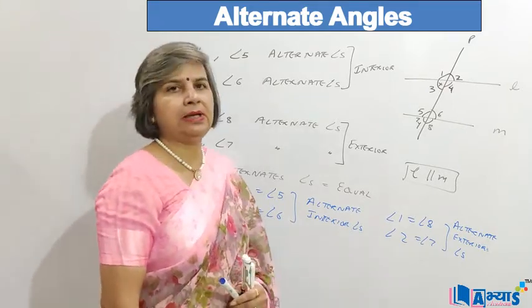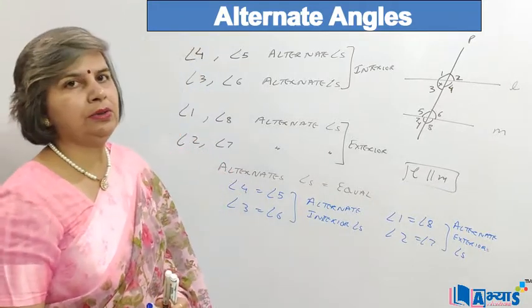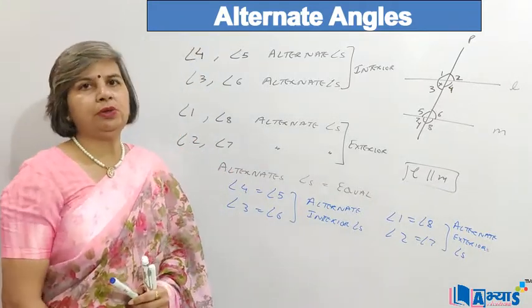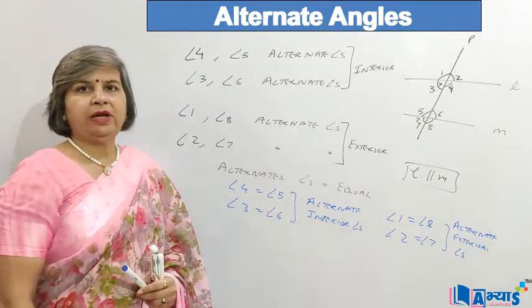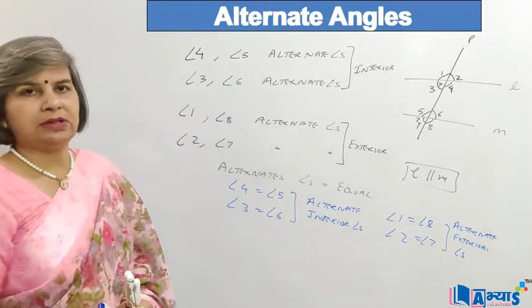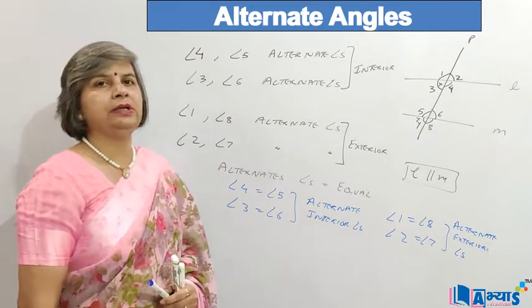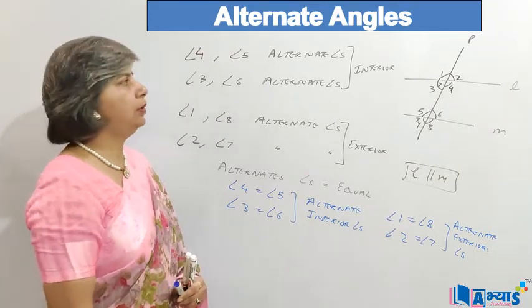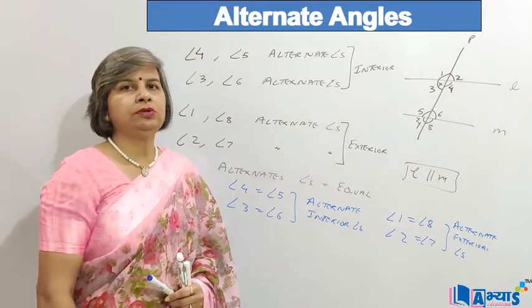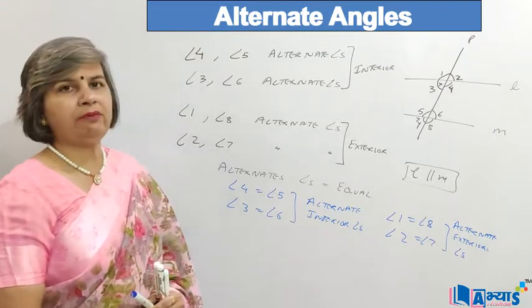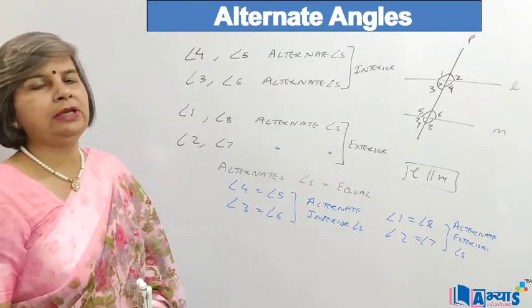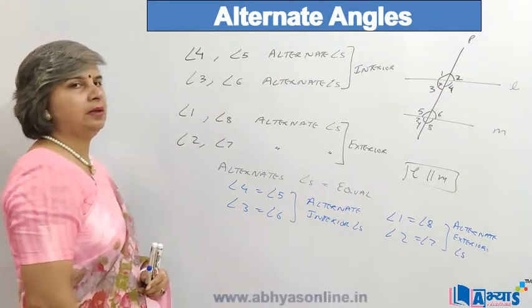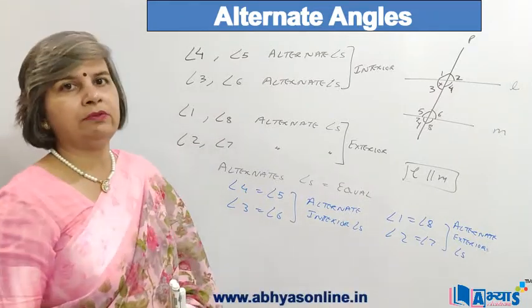Otherwise, if the lines L and M are not parallel to each other, then the angles are not equal to each other, but still they are alternate angles. Whenever we have a pair of parallel lines and a transversal cuts them, then alternate interior angles are equal and alternate exterior angles are equal. So we should be very clear that we have two pairs of alternate interior angles and two pairs of alternate exterior angles, and in the case of parallel lines, these pairs are always equal.